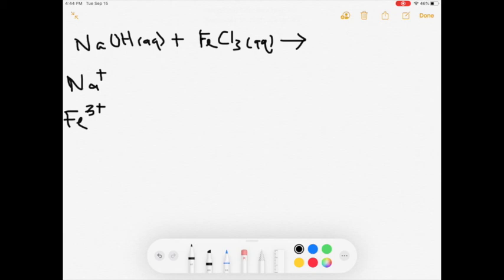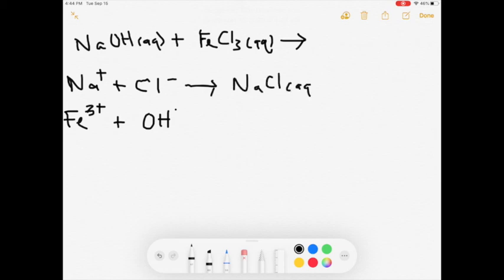Okay, so now we're going to switch our cations. So chlorine is now going to come with sodium, so I'm not going to bring the 3 down. The 3 is there because of iron. Okay, and then hydroxide. So we get sodium chloride. So sodium chloride, if you look up on your table, is aqueous. And then iron 3 hydroxide.